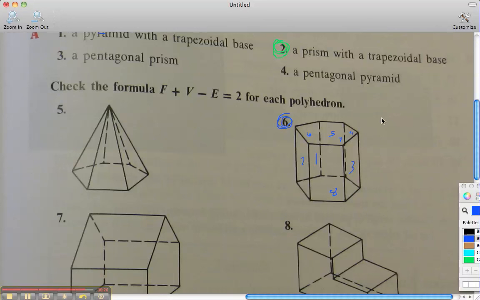And then, so we have, not 8 sides, 8 faces. Plus how many vertices? Let's see, 1, 2, 3, 4, 5, 6. And there's the same amount on the bottom, so that's 12. So 8 plus 12. And we have to subtract the edges, which are 1, 2, 3, 4, 5, 6.